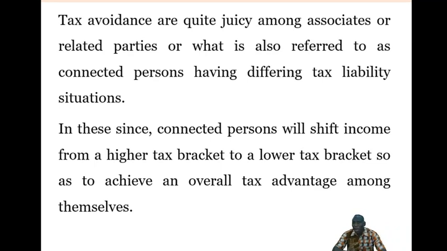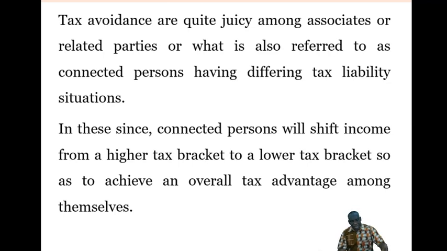So when you talk about the fact that it is better achieved among related parties or connected persons or associates, you need to hammer the fact that if those associates have different tax liability situations, very important point. Don't just say it's achieved among related parties or connected persons and stop there. Say that having different tax liability situations.